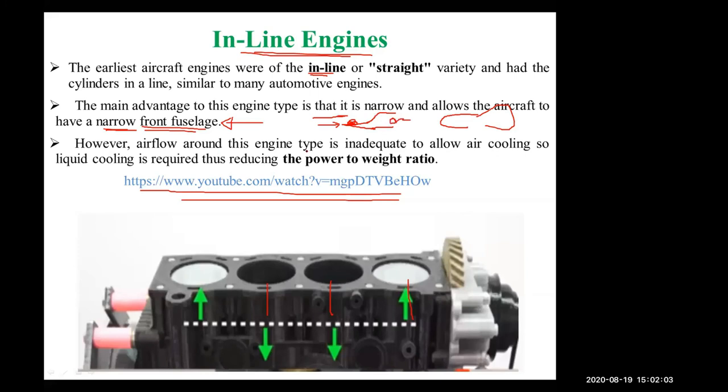However, airflow around the engine type is inadequate. It has its own advantage, and a disadvantage also. Airflow is inadequate to allow air cooling, so liquid cooling is required, which reduces the power to weight ratio. So we will require a liquid cooling system as well. This is another disadvantage. Even though it has the advantage of a narrow frontal fuselage, it also has the disadvantage that it requires liquid cooling. So that is the inline type of engine, and we'll see a video of course.